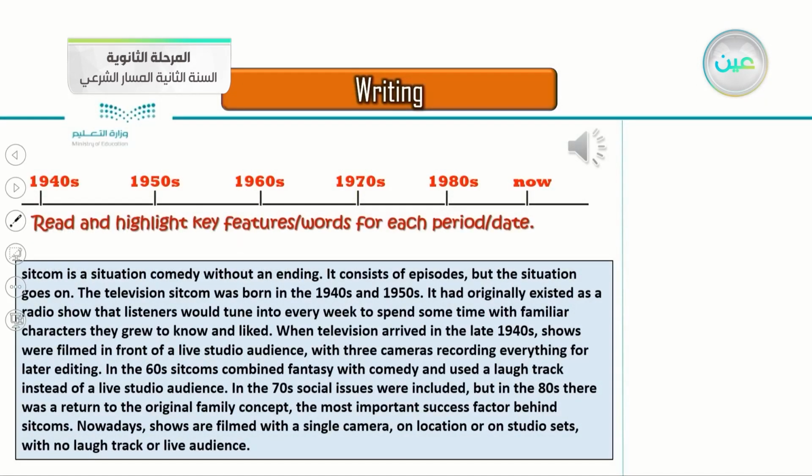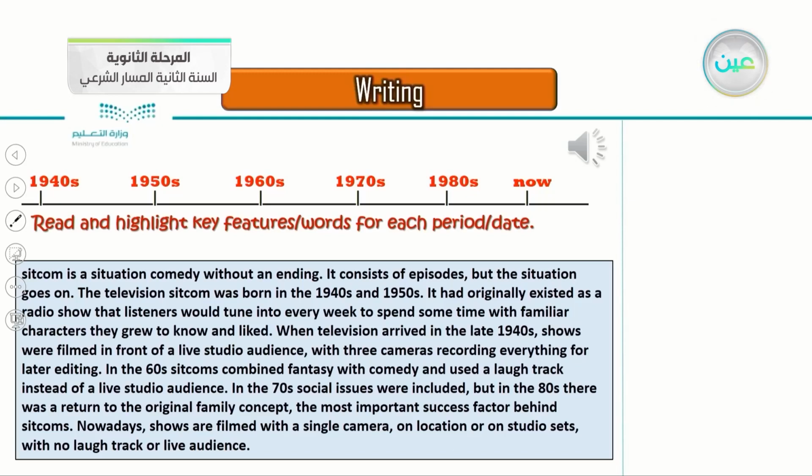So this is the article we'll be reading. You notice the question above here. Read and highlight key features or words for each period or each date. You notice here the periods or the dates, the 1940s, 1950s, 60s, 70s, 80s, until now. So through this article, we'll be answering which key features or words each period or date has. So let's listen together.